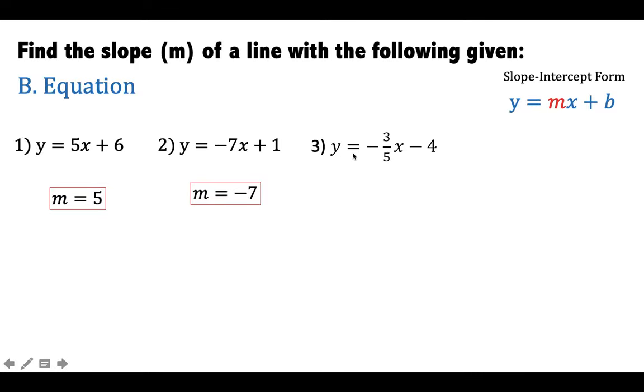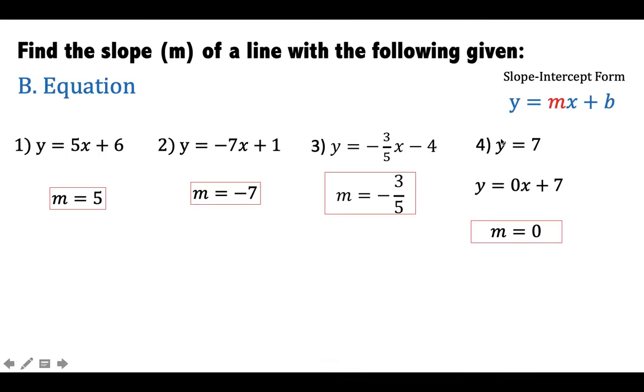For number 3, the number beside the x is negative 3/5. Therefore, our slope is negative 3/5. And lastly, for number 4, the number beside the x is nothing. So our slope is 0. How are we going to justify that? We can rewrite this as y is equal to 0x plus 7. So we can easily see that the number beside x is 0. Anyway, 0 times x is 0. So we can still simplify this as y is equal to positive 7.